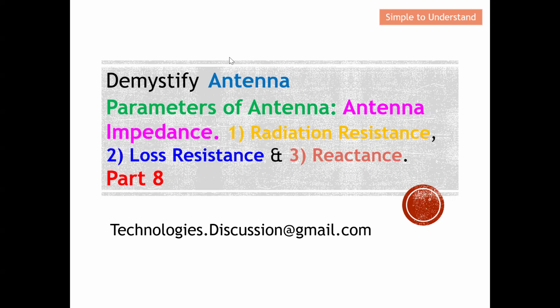Today, I'd like to continue the discussion on antenna. In my previous few discussions on antenna, I have introduced key parameters of antenna. This video will be the same. In this video, I'm going to introduce antenna impedance. What is actually antenna impedance? Under this antenna impedance, we have three things: radiation resistance, loss resistance, and reactance. We are going to take a close look at what all these three things are that will affect the parameters of antenna. This will be Part 8 of the series of discussions on antenna.